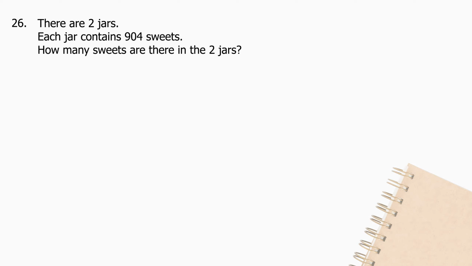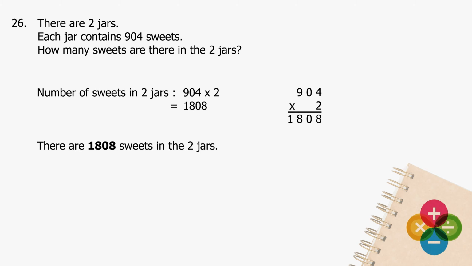Question 26. There are 2 jars. Each jar contains 904 sweets. How many sweets are there in the 2 jars? The number of sweets in 2 jars will be multiply 904 by 2, and the product is 1,808. There are 1,808 sweets in the 2 jars.